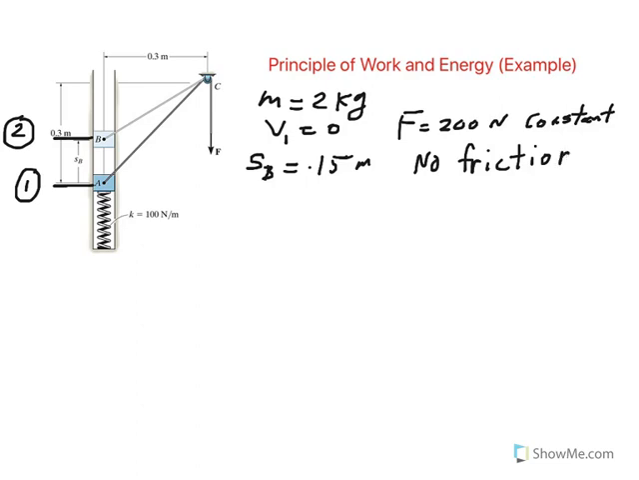And our objective here is to find the velocity as it reaches point B or position 2. So the spring is attached to the block, initially undeformed, no friction, starts from rest at position 1, under the action of a constant force of 200 newtons, goes up a distance 0.15. What is the speed of the 2 kilogram block at that instant? Okay, applying the principle of work and energy, we know that work is equal to change in kinetic energy.